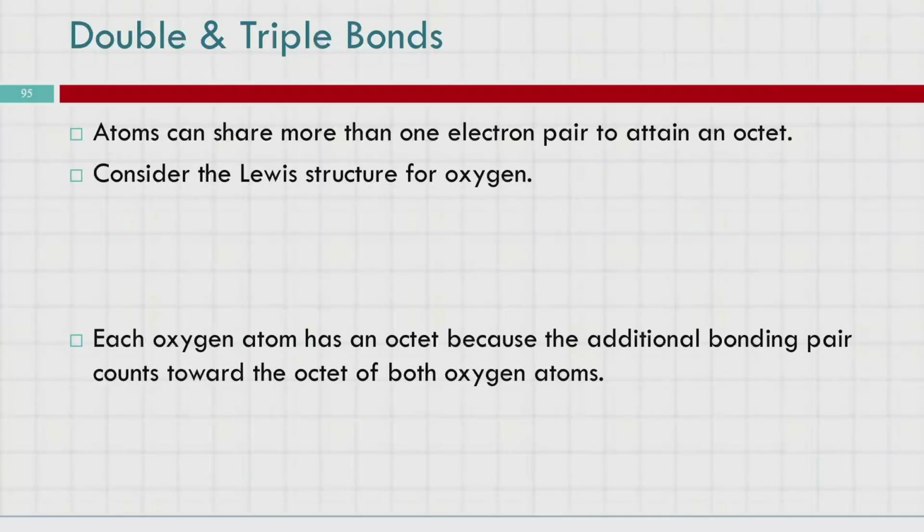We can also have double and triple bonds, as the header might have warned you. So atoms can share more than one electron pair to get an octet. So let's look at oxygen. Oxygen is one such case. Oxygen has the symbol O. How many valence electrons does oxygen have? 6.